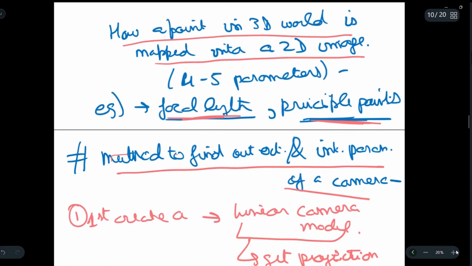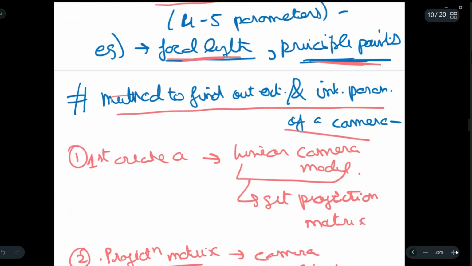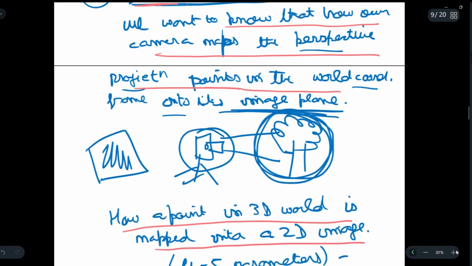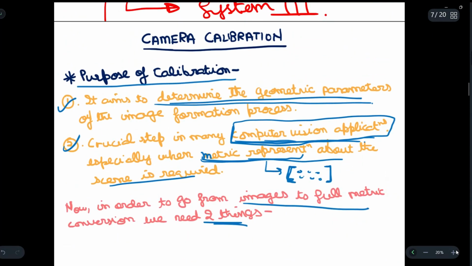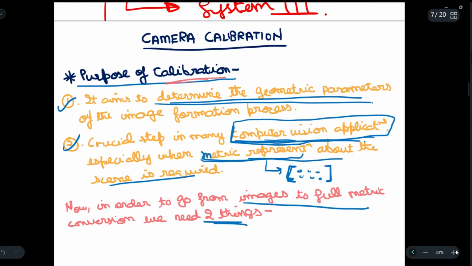Then we discussed the method to find the extrinsic and the intrinsic parameters of a camera. And at first we discussed the purpose of camera calibration. That is, we have to find the geometric parameters of the image formation process. And secondly, using these geometric parameters, we find the matrix, and this matrix of the image is used by computer vision for various applications.